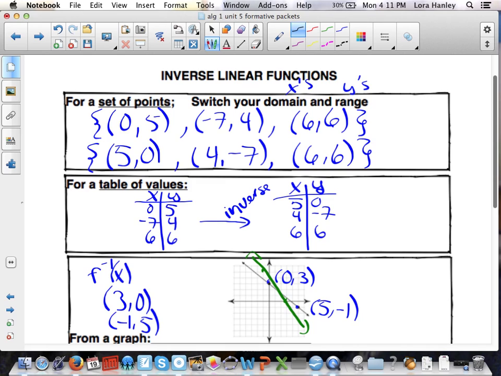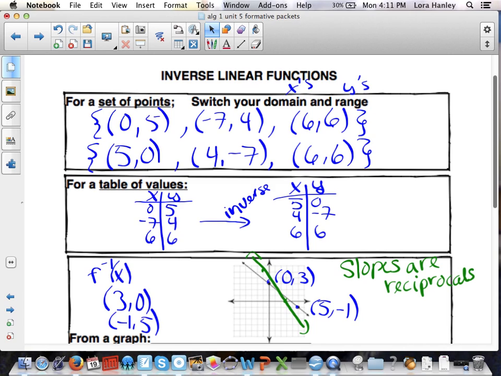One thing to mention here is that if you are dealing with lines, as we have been this whole entire time, the slopes of inverse functions are reciprocals. So if we find the slope of my first function, we can find our rise over run. We went down 1, 2, 3, 4. And to the right, 1, 2, 3, 4, 5. So there my slope was negative 4 over 5. If we graphed the second one correctly, our slope should be 5 over negative 4.